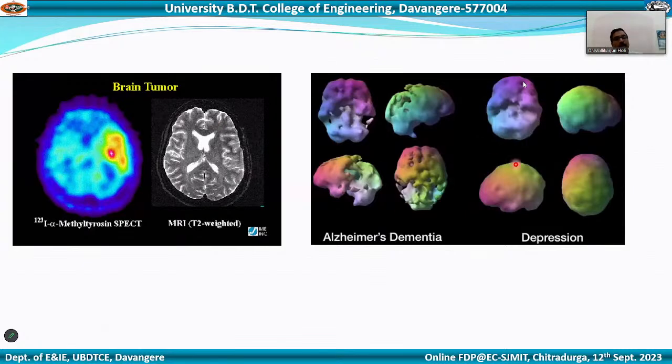MRI is going to provide contrast information about the brain tumor, but here you get a color image. For Alzheimer's, dementia, and depression, you can get such kinds of information, by which you can get the information about the function.